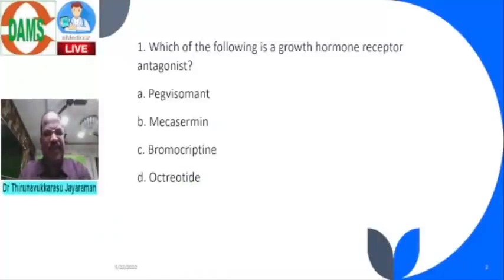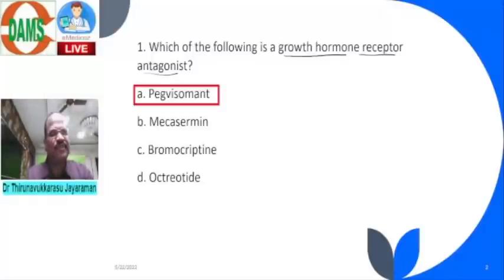Which of the following is the growth hormone receptor antagonist? Options are pegvisomant, mecasermin, bromocriptine, octreotide. The question: growth hormone receptor antagonist. So straight question, the answer is pegvisomant.